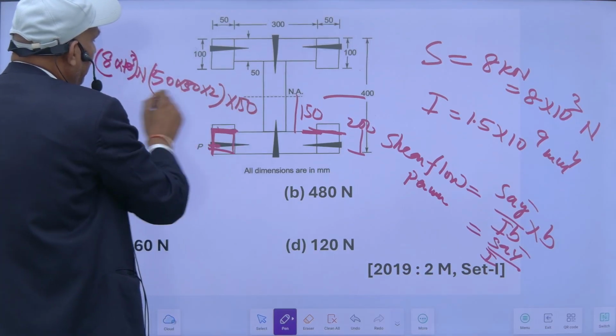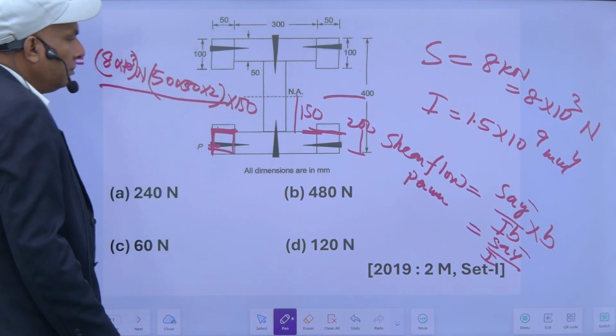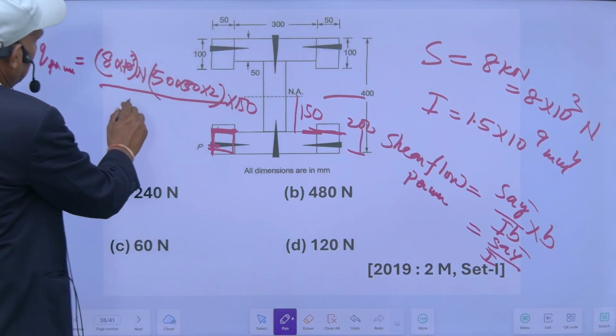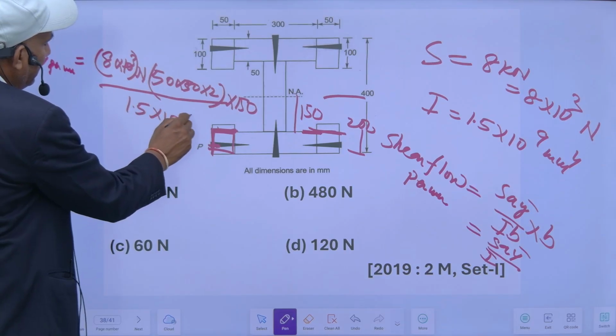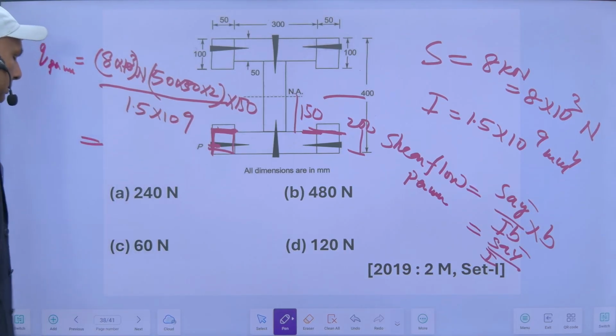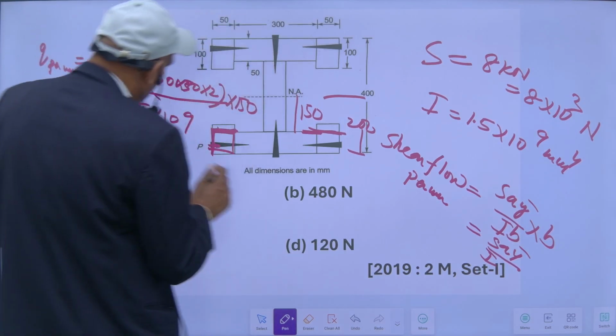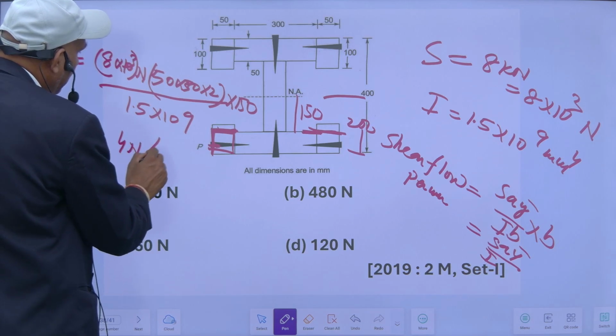This is Ay bar divided by moment of inertia. This is 1.5 into 10 raised to the power 9. This will give shear flow per unit length. And this will be 4 Newton per mm.